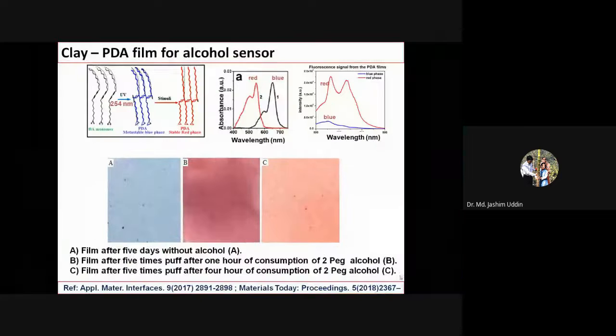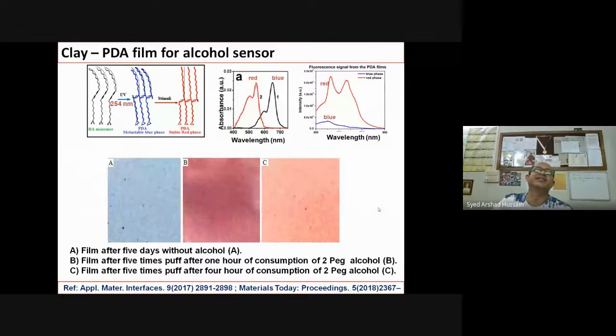Yes. Okay. So again, we designed some kind of thin films using clay and polydiacetylene material, and we designed an alcohol sensor using these thin films. Initially, the film is blue. When we put it in front of a drunk person who consumed alcohol, and he gives a puff on the film, you see the color changes. Based on this color change, one can have an idea whether the person is drunk or not. It is something like litmus paper.